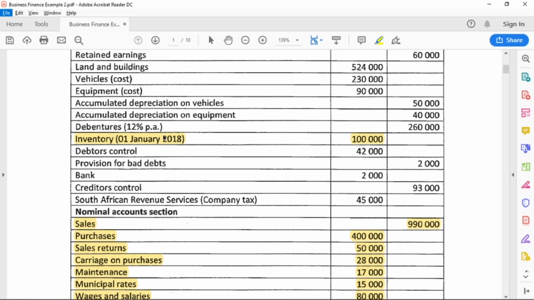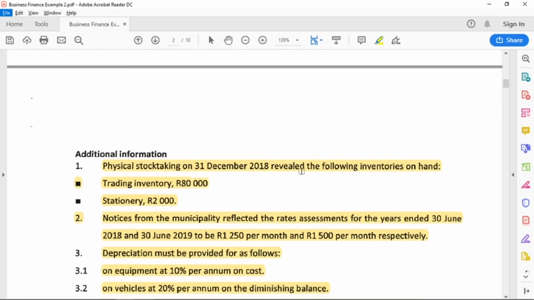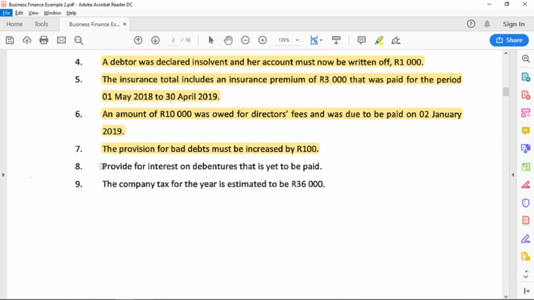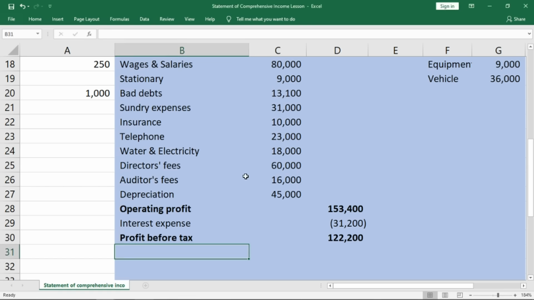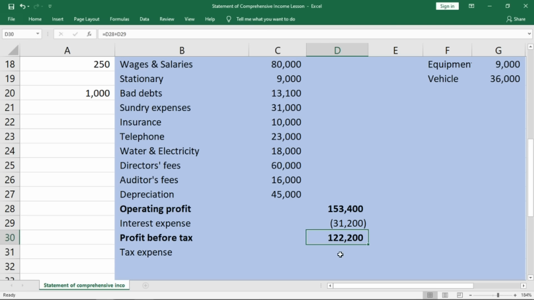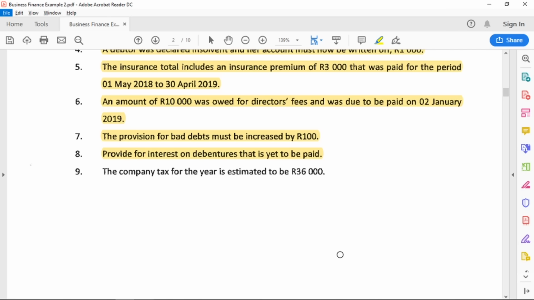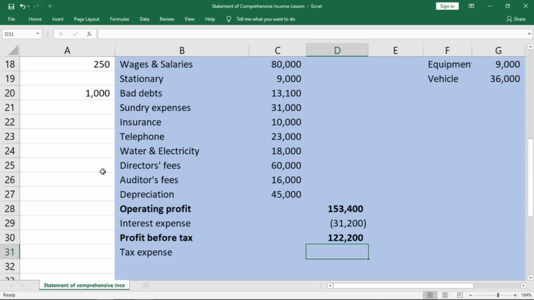And then we calculate our taxation. Let me just highlight that one. Okay, let me highlight provide for interest. We calculated the interest. So our taxation here, we are not given a tax percentage. If you are given your tax percentage, obviously it's so easy. You will take, so let me write here, tax. Obviously, if you are given a percentage, let's say for instance, like here in South Africa, it's 28%, you will take your profit before tax times 28% to get your tax expense, and put it as a negative. But here I was just told that the company tax for the year is estimated to be 36,000 rand. So I was given the company tax, so I'm just going to put 36,000 rand over there.